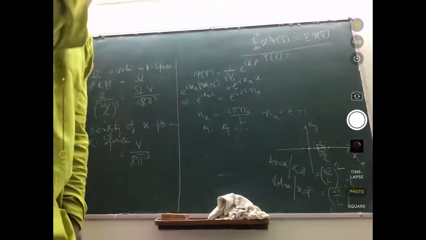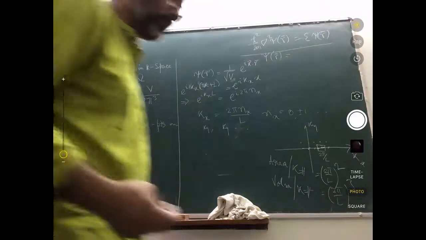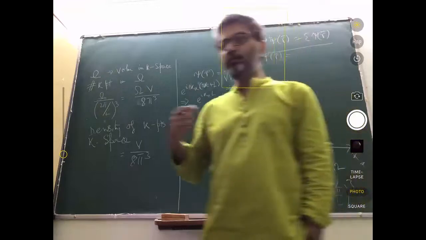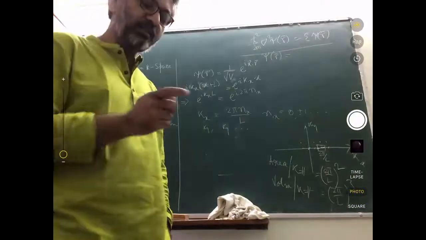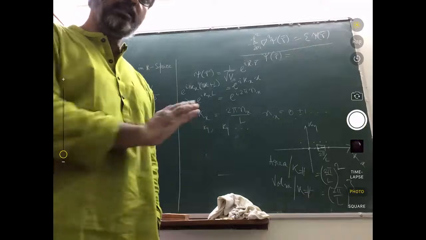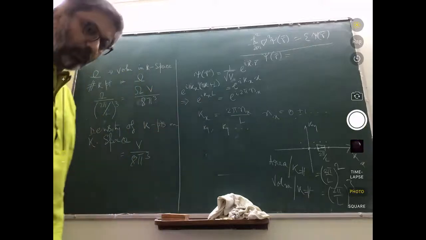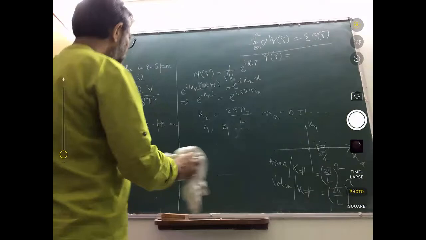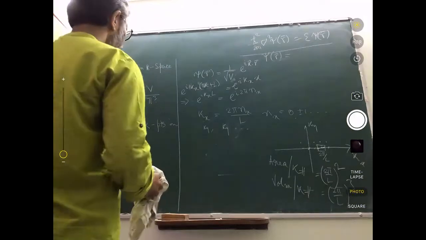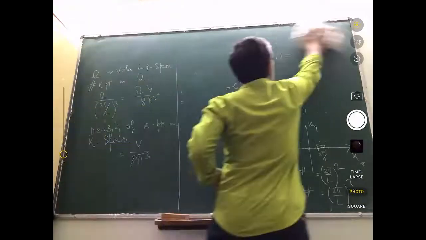Okay, so then what we want to do, of course, is calculate the ground state energy of this system. So first we are interested in the ground state. Ground state meaning T equal to zero. All right, so we want to calculate the energy, and let's see what else we can calculate. So I'll erase this.